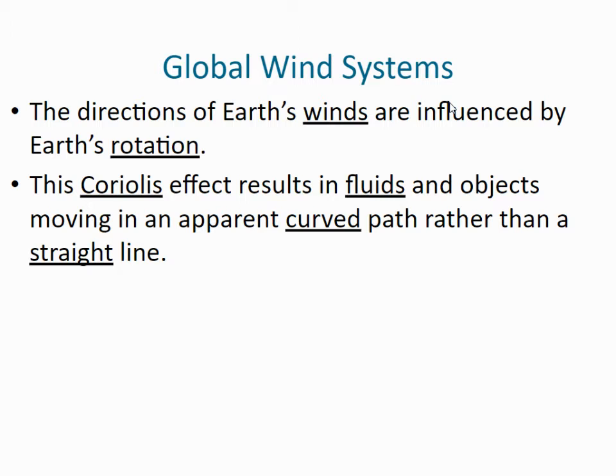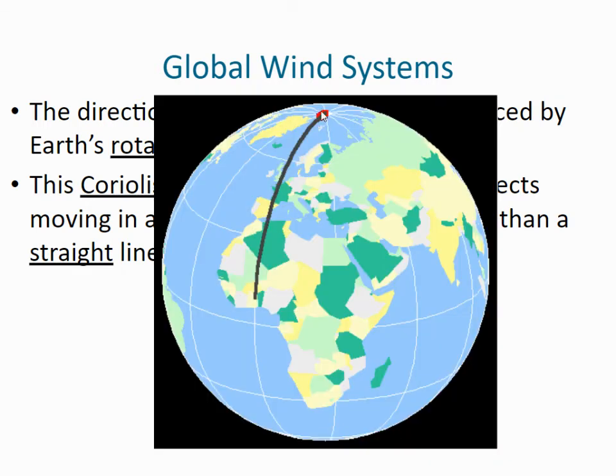So the Coriolis effect results in fluids and objects moving in an apparent curved path rather than a straight line. So as the earth rotates, it makes everything move in a curved path. That's the reason why you don't see winds blow straight one direction. They will always change. If the Earth is a sphere, that's how we get the Coriolis effect.